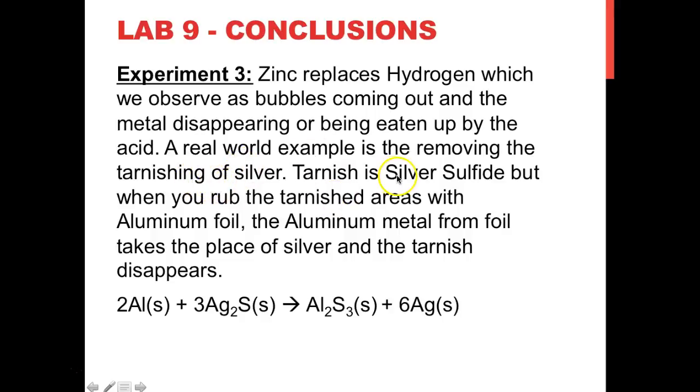For example, tarnish is again a synthesis, because silver is combining with sulfur from the air to form silver sulfide. Now, how to get back the silver? What you do is you rub the tarnish with some foil, aluminum foil, which is aluminum metal, and the aluminum is going to take the place of silver. It's going to push the silver out, and it's going to combine with the sulfur, and so your pristine silver is going to reappear again as the tarnish disappears.